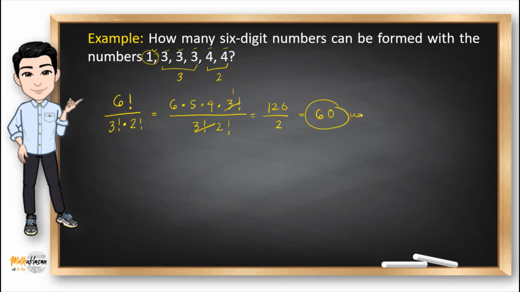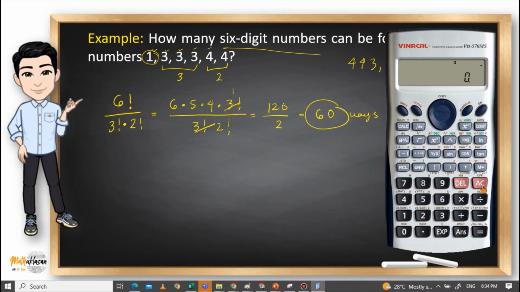So we have 60 ways to arrange these digits. Okay, so it's a 6-digit number, so it could be 133,344, or it could be 443,331 and whatnot. So if you're gonna plug it on your calculator, it should be 6 factorial, okay, divided by, open parentheses to group the denominator. So that's 3 factorial, right? Don't forget the multiplication symbol. 2 factorial, close parentheses, equal sign. So that is 60. So correct.